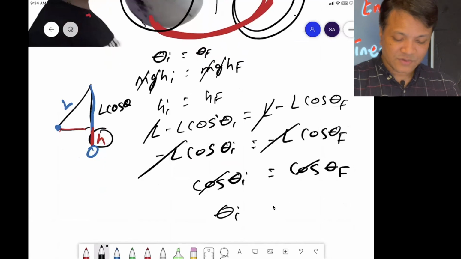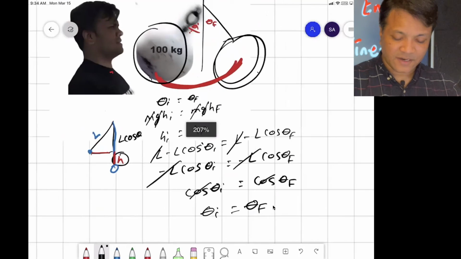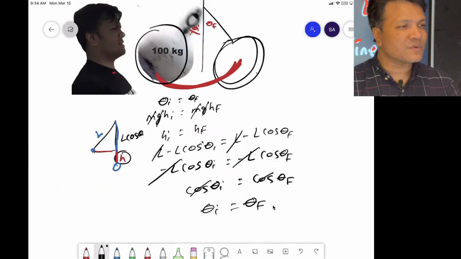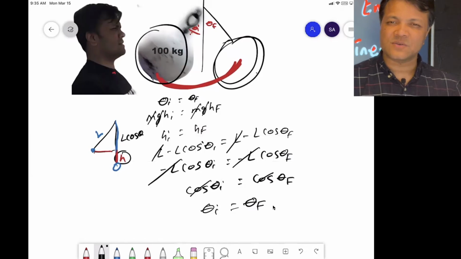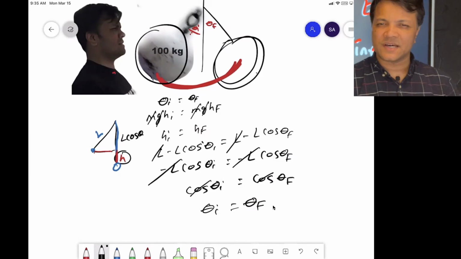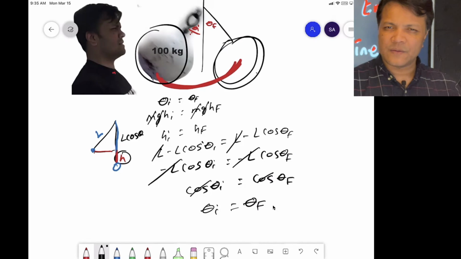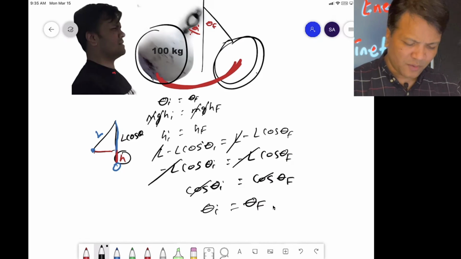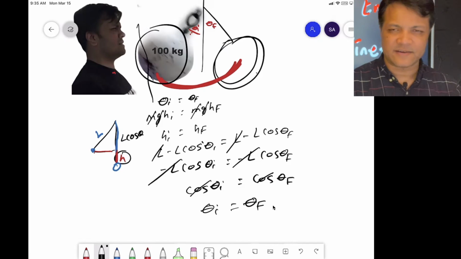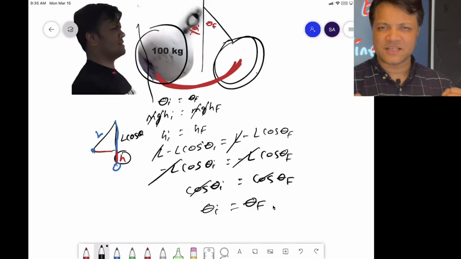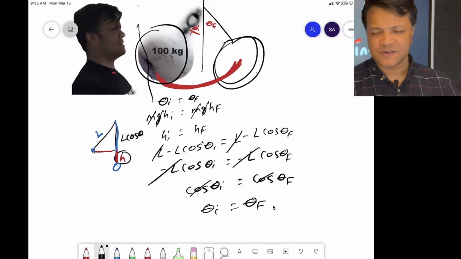The cosines cancel, so theta initial is equal to theta final, and we just proved that theta initial equals theta final. So the bob will never go further and hit Mr. Barry's chin to kill him. The bob will stop exactly right here before his chin, because of conservation of energy.